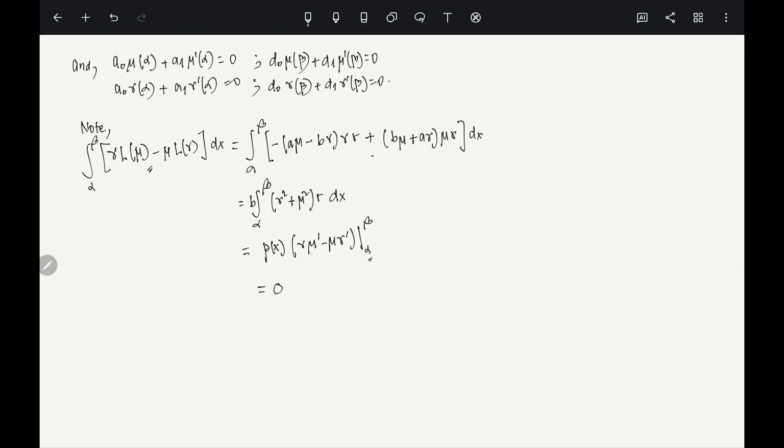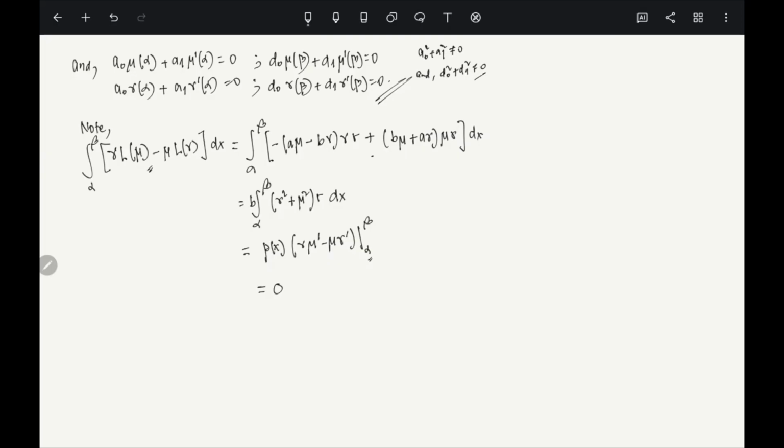if you calculate this thing, gamma mu prime minus mu gamma prime from alpha to beta, because of this boundary data, if you just check the boundary data and put it here, why is this true? Because in the boundary data, since a0 square plus a1 square is not 0 and d0 square plus d1 square is not 0, the corresponding coefficient matrix is going to be singular, and from there you can actually calculate that this part is going to be 0. This is exactly the same thing we did in the earlier video, so I'm not going to explain it anymore. That's fine. Okay, so that is there.